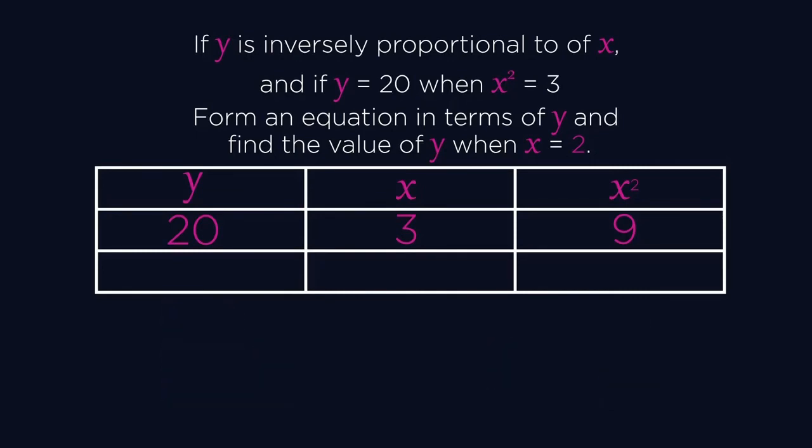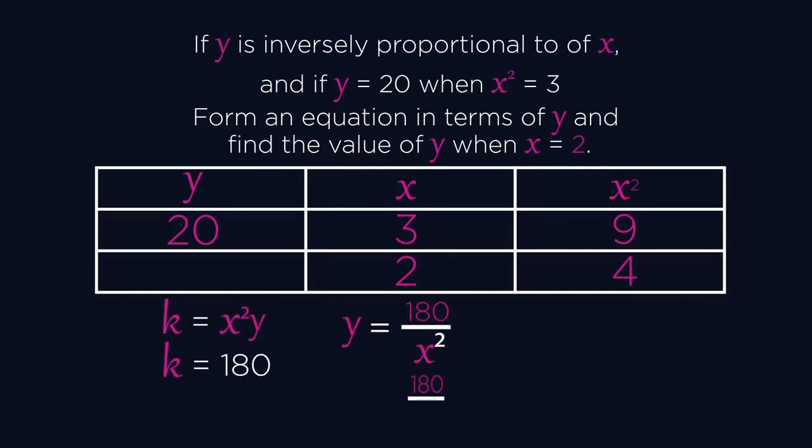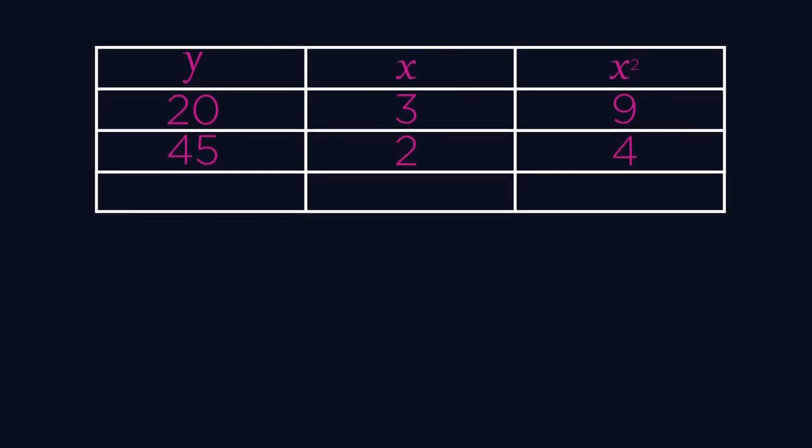Try and see if you can now find the value of y when x is 2. Pause and have a go. When x is 2, x squared is 4. If we substitute this into our equation, we get 180 divided by 4. Therefore, y equals 45.